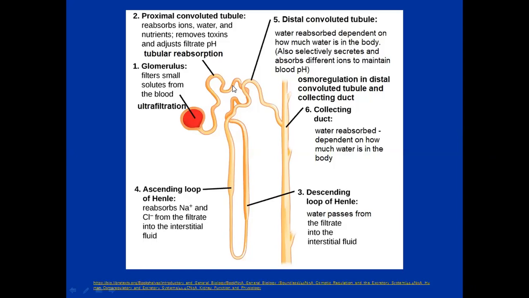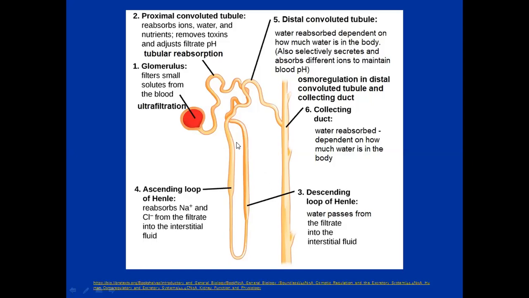In a healthy individual, remember, all of the amino acids and all of the glucose would be reabsorbed, so that in this liquid coming down in the loop of Henle, there shouldn't be any glucose or any amino acids left. Okay. Then the loop of Henle.